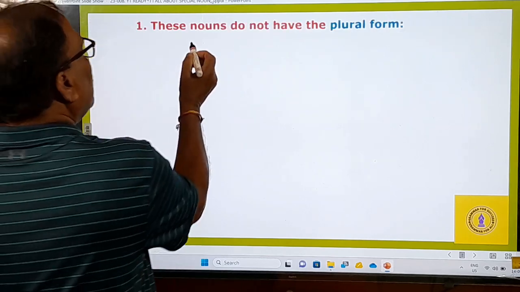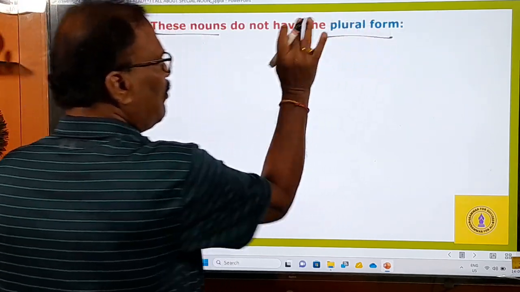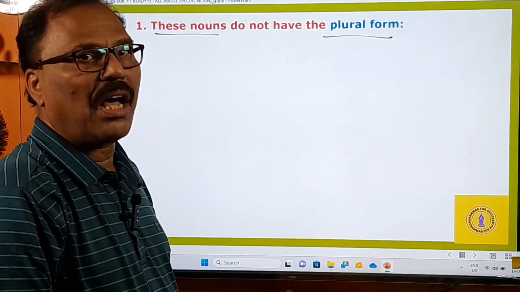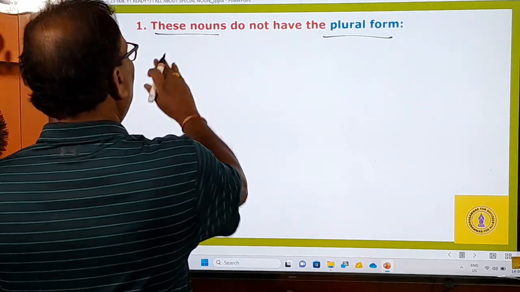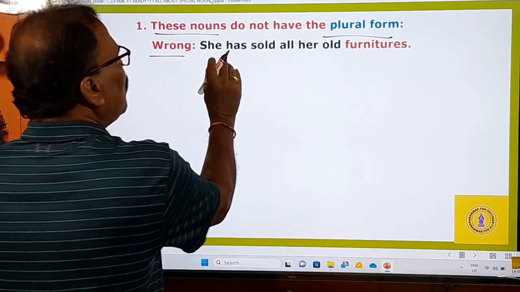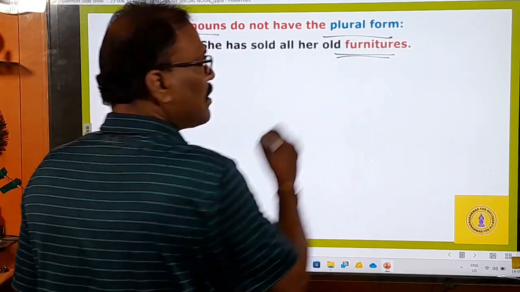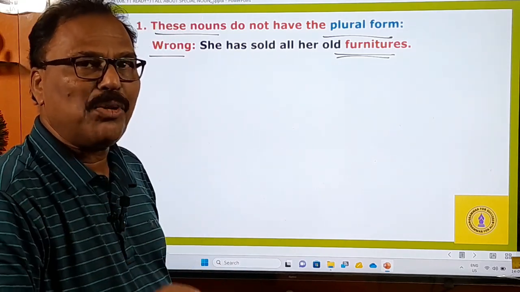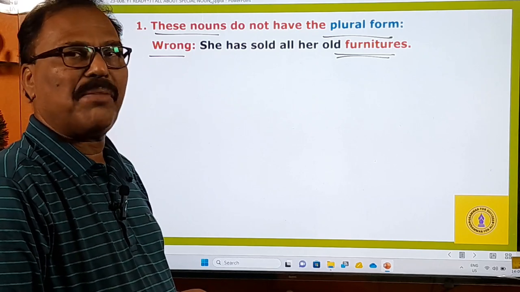Now, these nouns do not have the plural form. That is the first basic feature of those uncountable nouns. Now let me give you some examples. In the examination, a wrong sentence is given in this way: She has sold all her old furnitures. Furniture is an uncountable noun. It does not have a plural form.